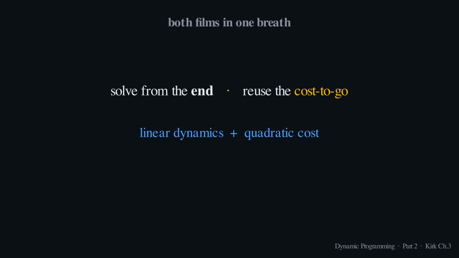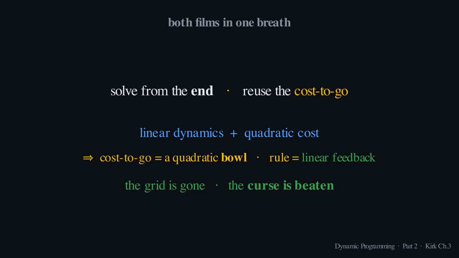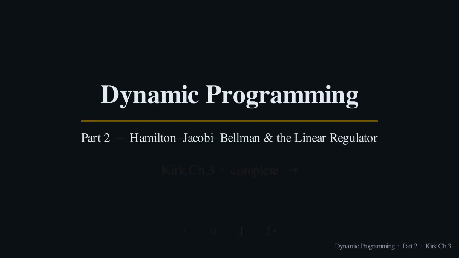So here is both films in one breath. To steer anything optimally, solve from the end and reuse the cost to go. And when the world is linear and the cost is quadratic, that cost to go is a simple quadratic bowl, and the optimal rule is plain linear feedback. The grid is gone. The curse is beaten. See you in chapter 7.